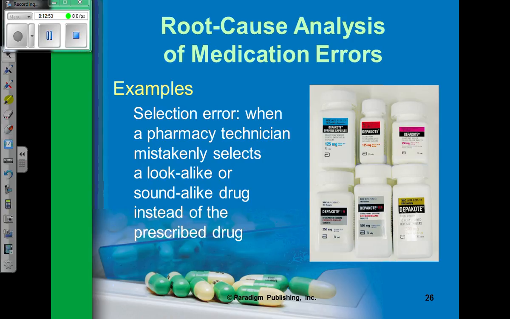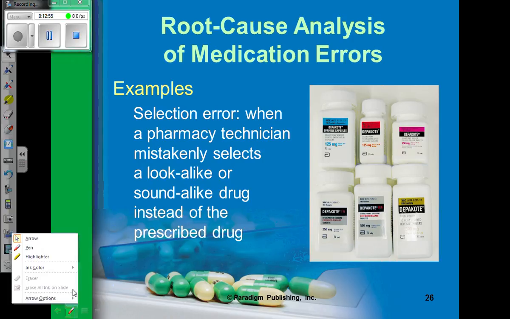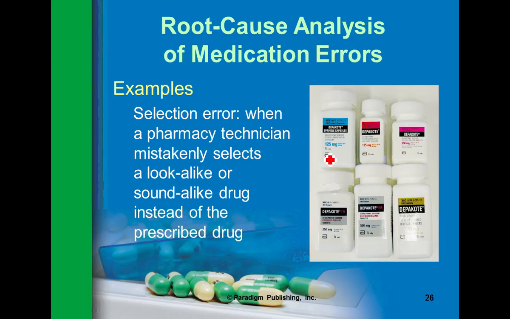If you look at these drugs here, they are all versions of Depakote, but some of them are different strengths and different forms. This is Depakote sprinkles at 125 milligrams. This is just Depakote at 125 milligrams. This is Depakote at 250, and so forth. So you see like Depakote ER.